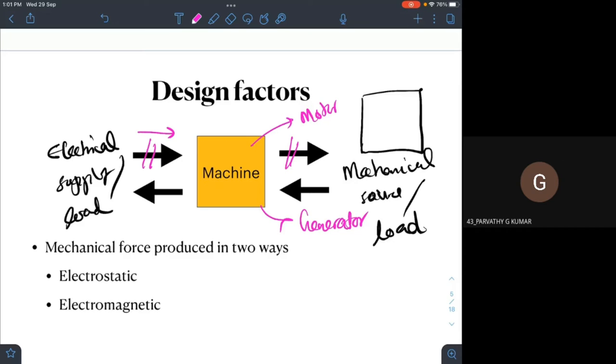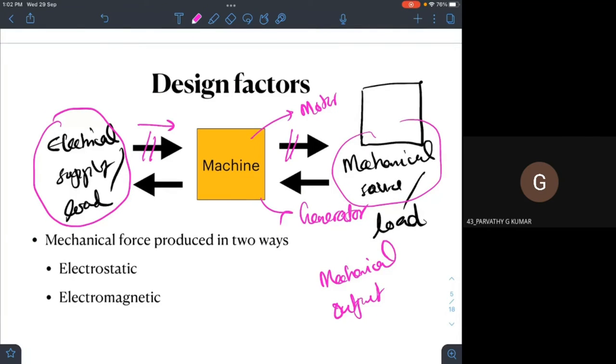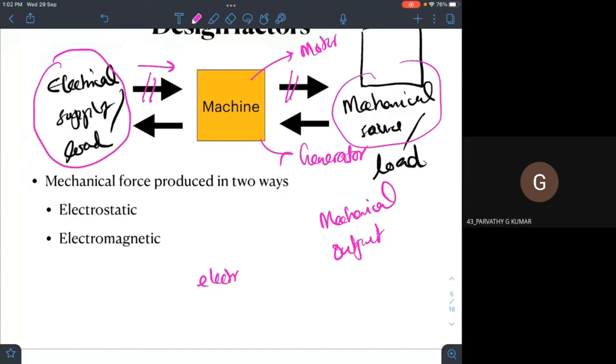Whether it is a motor or generator, even if you take a DC machine, when you go to the electrical laboratory, you might have used the same machine as a generator and as a motor also, right? So it is based on where you are applying your mechanical source or load. Basically all machines will give a mechanical output or electrical output. So this is electromechanical energy conversion. What a machine does is that there happens an electromechanical energy conversion. That is what is happening inside a machine.